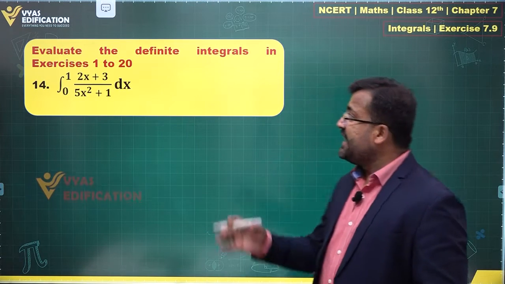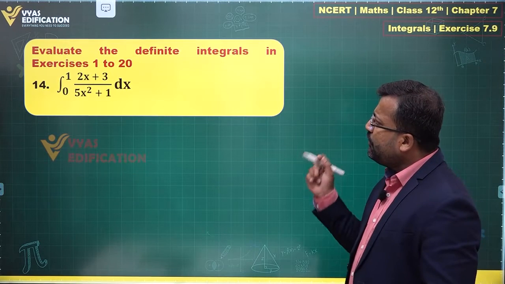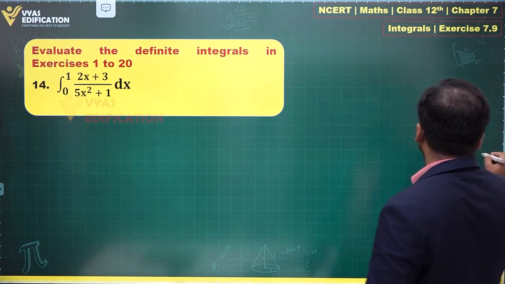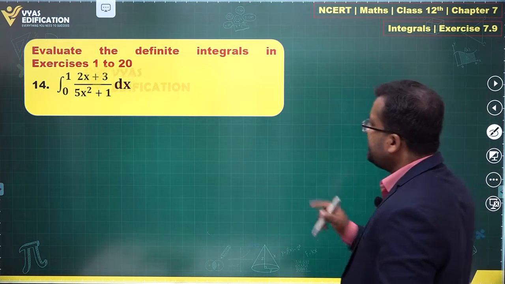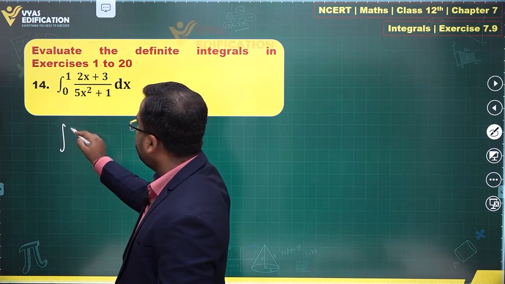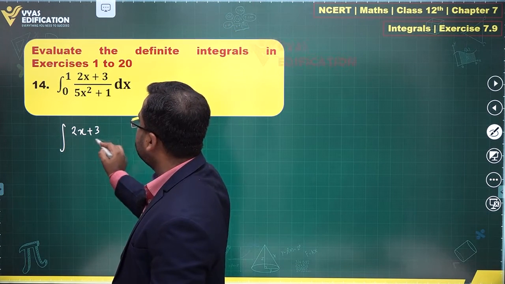Question number 14 says evaluate the integral from 0 to 1 of (2x plus 3) upon (5x square plus 1). Now this (2x plus 3) upon (5x square plus 1), what is that? This is an integral of the form linear upon quadratic. So we'll have to integrate that separately. Let's integrate that using some kind of substitution.